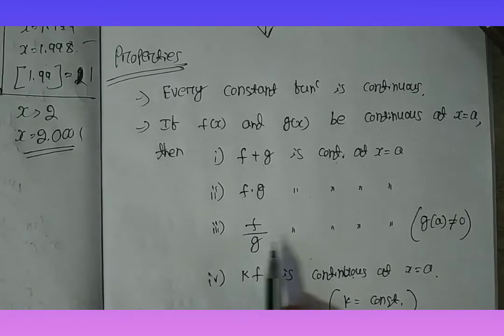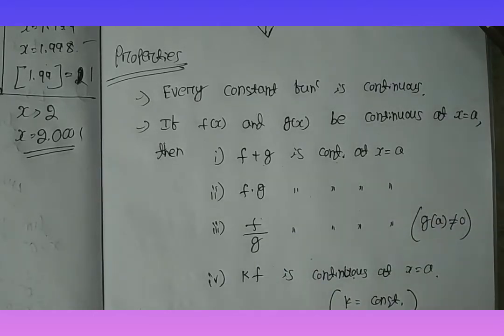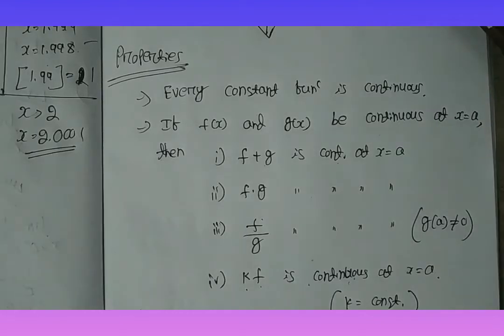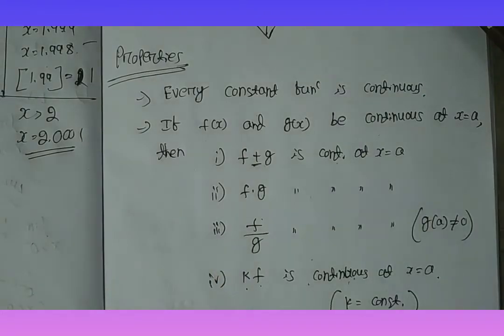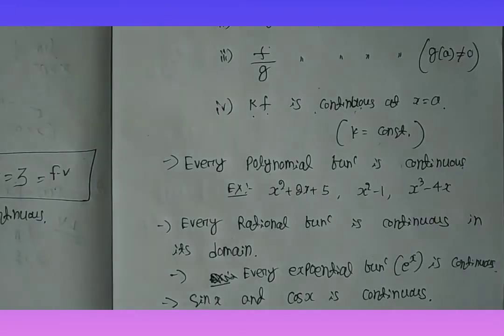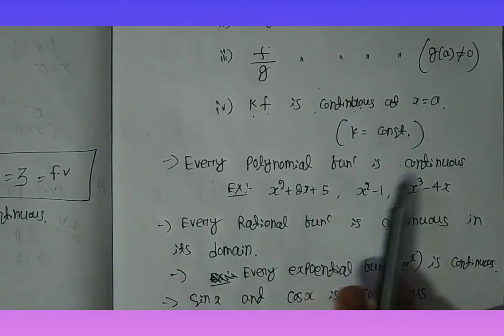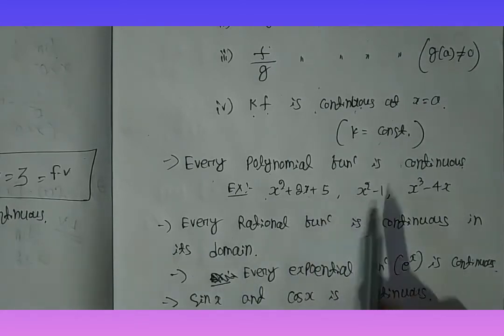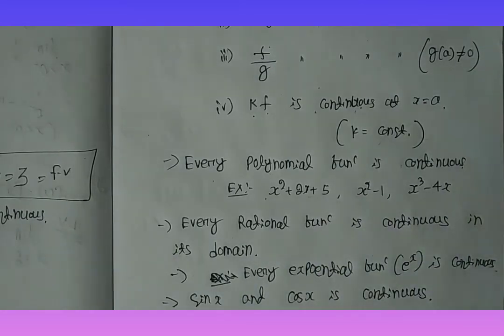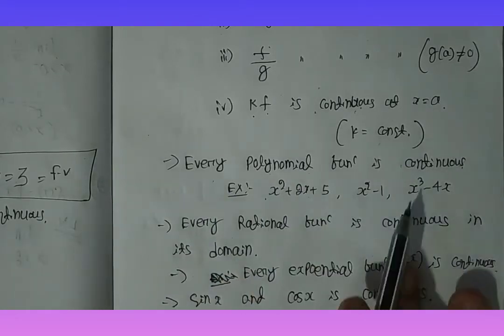Then f by g is also continuous provided that g is not equal to 0 at x equal to a. If it is equal to 0, something by 0 is undefined, it is not possible. Next, k times f is continuous. What about k? K is a constant quantity. Similarly, we can show that f minus g is also continuous at x equal to a. Next, every polynomial function is continuous. Polynomial function means x square plus 2x plus 5, a quadratic, x square minus 1, x cube minus 4, a cubic. Every polynomial function is continuous everywhere.